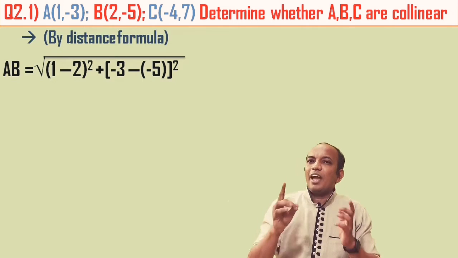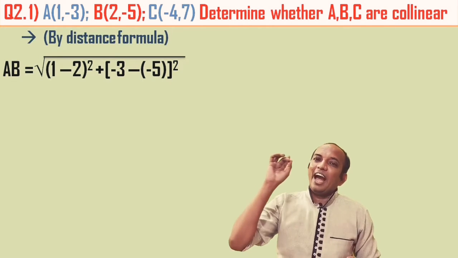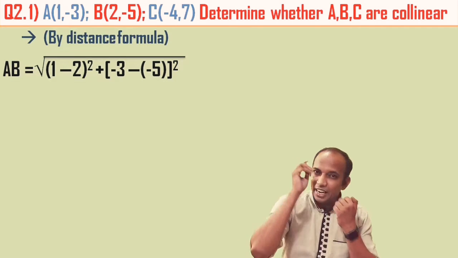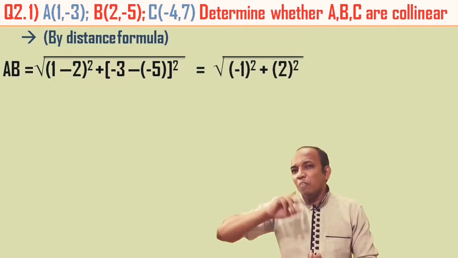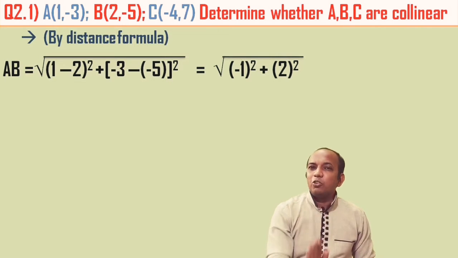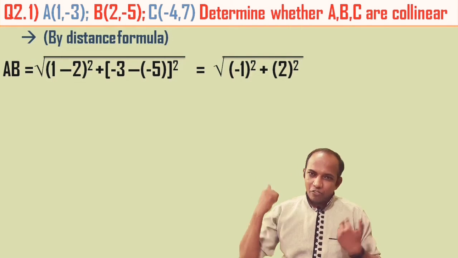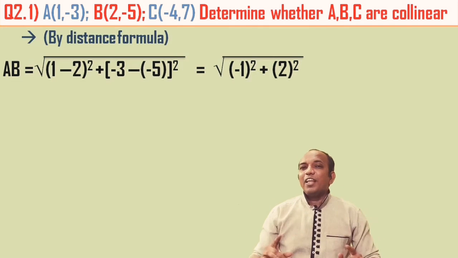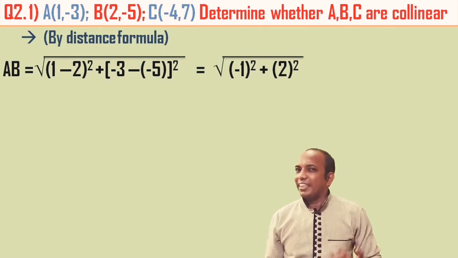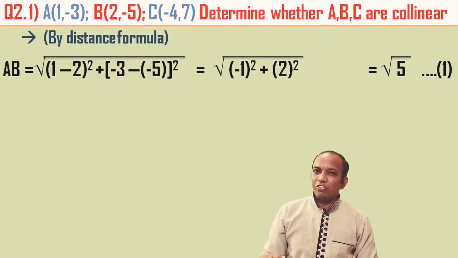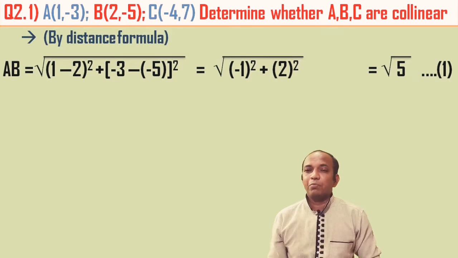So what do we have there? We have negative 3 and plus 5. In the first bracket we have 1 minus 2, that results in negative 1, the whole square. For the second bracket we have negative 3 plus 5, that results in 2, and 2 square is 4. Don't forget that part. After that, the moment you carry out the squares and then add them, we get the answer root 5. For the distance AB we have root 5, number it 1.